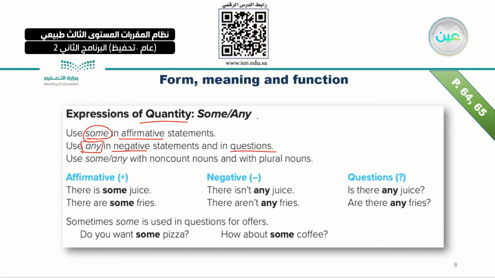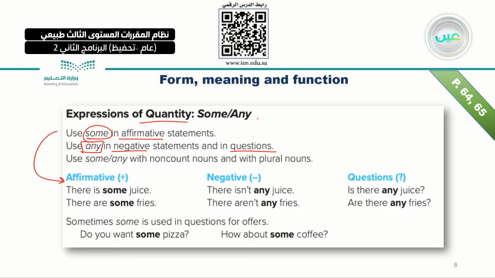Okay, let's see examples actually. There is some juice. You cannot say there is any juice. Here we use some. And in negative statements, as you can see, there isn't any. You cannot say there isn't some. And in questions too, we will use any. Is there any juice? Or are there any fries? As you can see, we will use some with the affirmative, and here we will use any in negative and in questions.